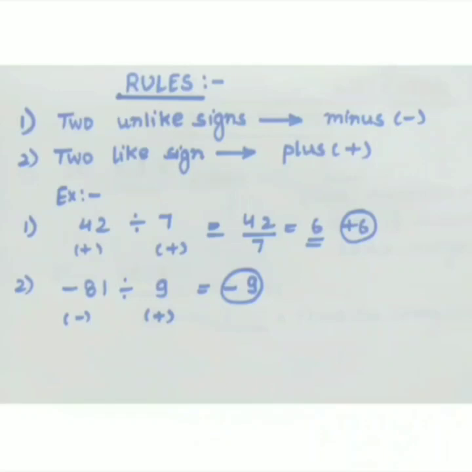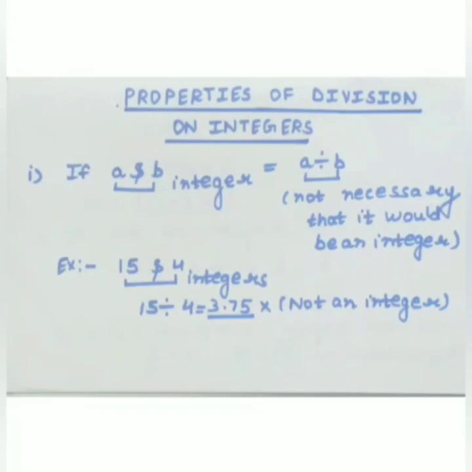Now further we'll be studying the properties of division of integers. The first property states that if a and b are integers, then a divided by b will not necessarily be an integer. After dividing, it is not necessary that an integer will come. For example, we can take 15 and 4. If we divide 15 upon 4, we get 3.75. It is not an integer value.